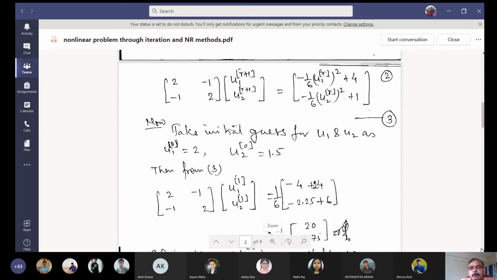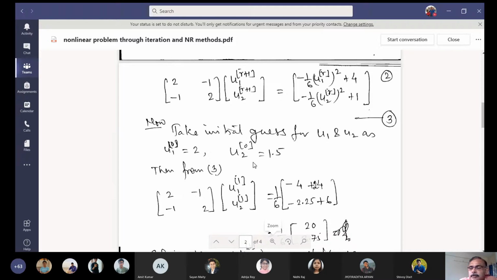Here it is 2 by 2 only, but if it is more, obviously for your own problem the size will be more, and then you can use your Gauss elimination or LU decomposition or anything of that kind. Now, let us take the initial guess for U1 and U2 as 2 and 1.5. This is another thing which you have to choose.